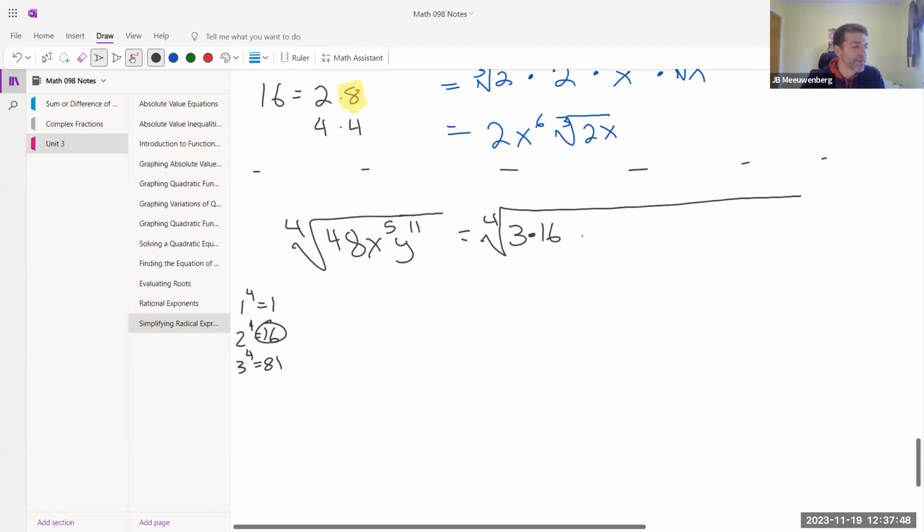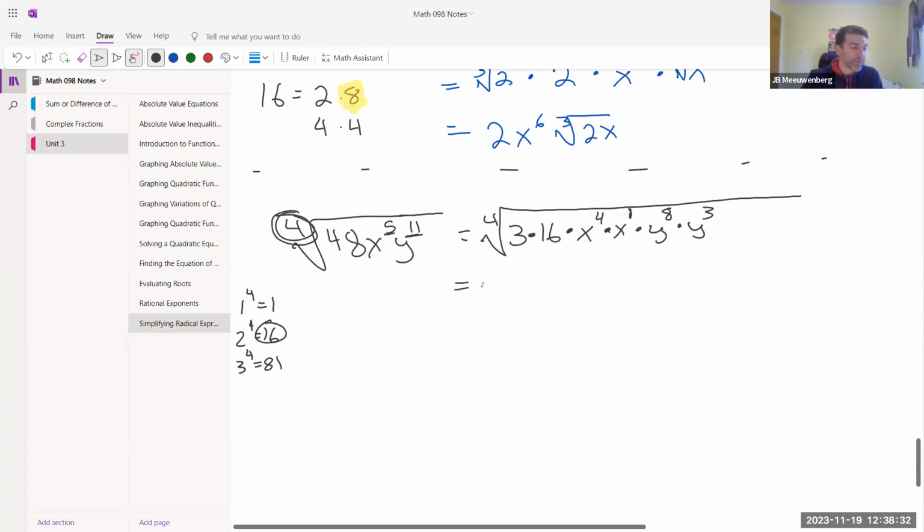Y to the 5th, or x to the 5th. So when we're dealing with variables and their exponents, we have to get the biggest possible multiple of whatever the root is. Biggest possible multiple of 4 that's less than 5. In this case, it's going to be x to the 4th times x to the 1st. Remember, your exponents still have to add up to 5. What about the y? For the y, it's going to be y to the 8th times y to the 3rd. 8 plus 3 is 11. And 8 is the biggest possible multiple of 4 that's less than 11.